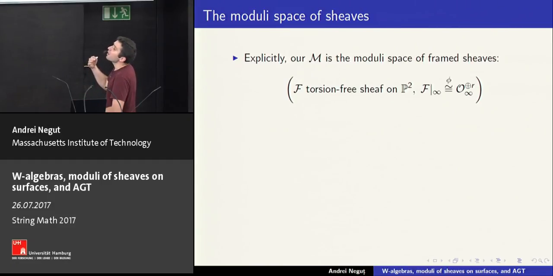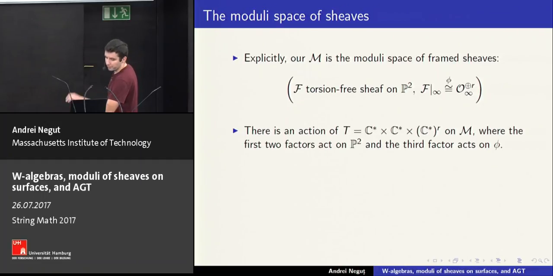So a framed sheaf on P2 is a torsion-free sheaf of rank R on a projective plane, together with an isomorphism of its restriction to a line at infinity and a trivial vector bundle on that line. That's that kind of isomorphism phi, little phi, not the same as the vertex operator before. The isomorphism phi is called a framing.